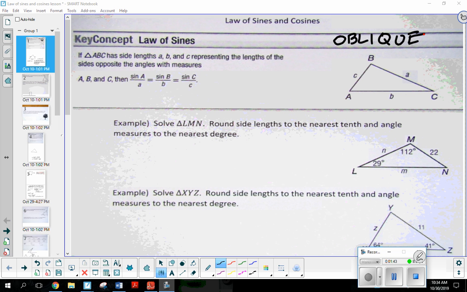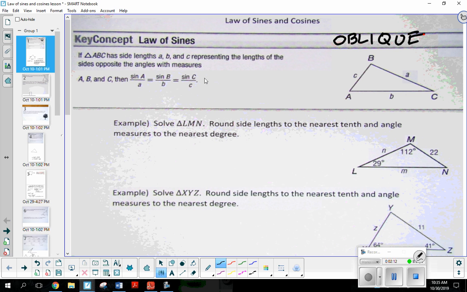Okay, so what does the law of sines say? If triangle ABC has side lengths a, b, and c, representing the lengths of the sides opposite the angles with measures A, B, and C, then here's our law. We're going to create a proportion, and we'll talk about how to solve that in just a second. If you think back to geometry, the good old days, we named a vertex using a capital letter, but we used a lowercase letter to represent a side length. We're going to continue to do the same idea here.